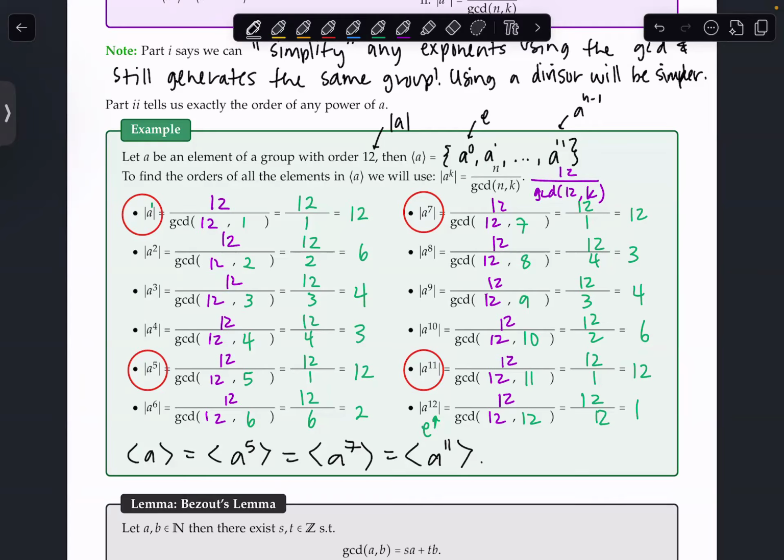If I think about the factors of 12, I should get back 1, 2, 3, 4, 6, and 12. We're seeing all of these show up as orders of at least one of these elements, right? I see 1 for my identity. I see 2 showing up once, right here for 8 to the 6. I see 3 show up a few times. I see my 4 showing up. I see my 6, and I see those 12 showing up.